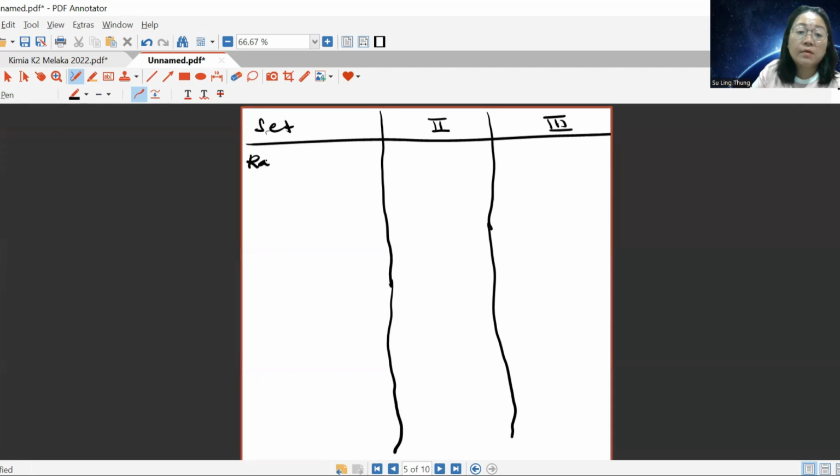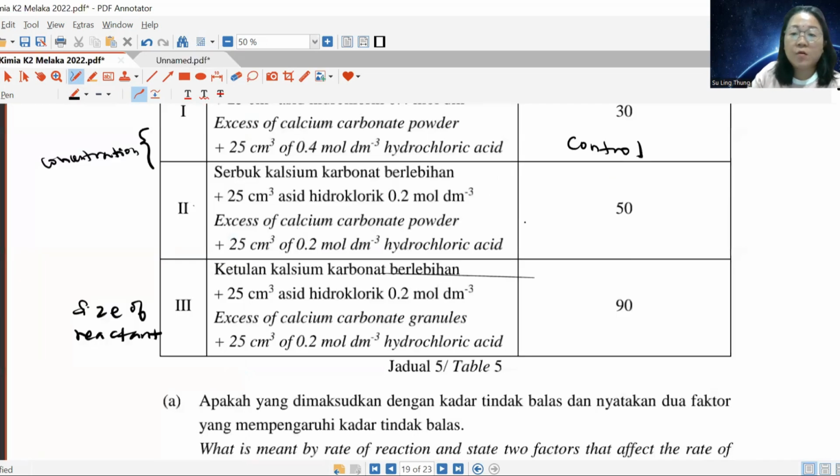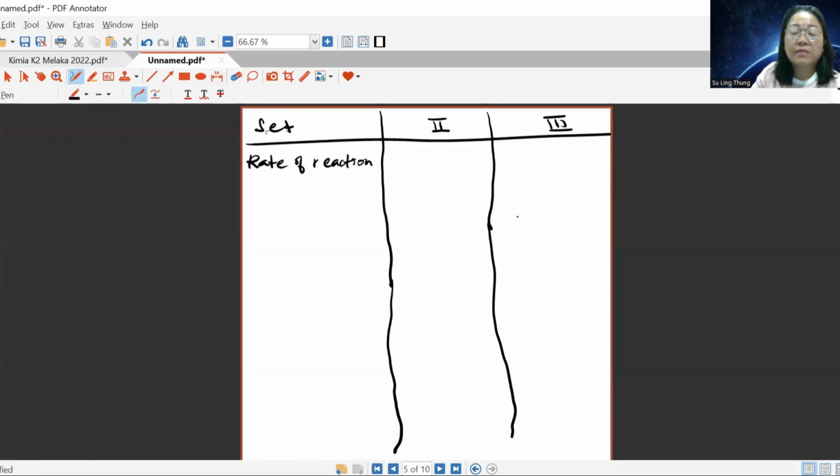All right, so now we have set 2 and set 3. We know that the rate of reaction here, if comparatively in figure form, we know that set 2 has a higher rate of reaction compared to set 3.